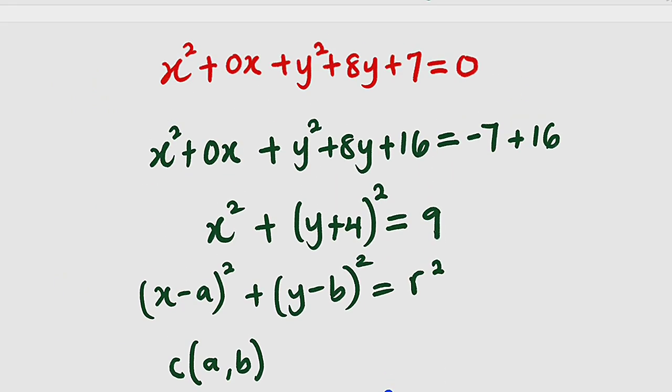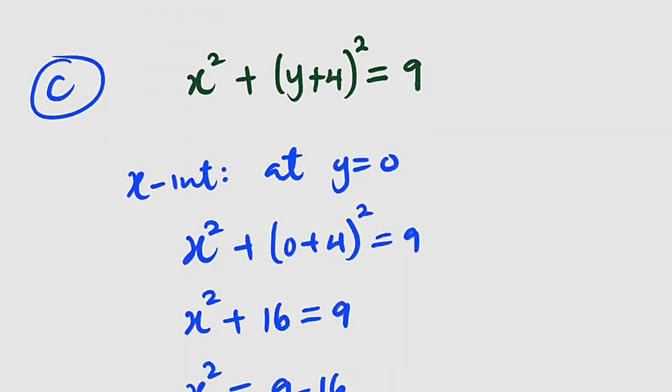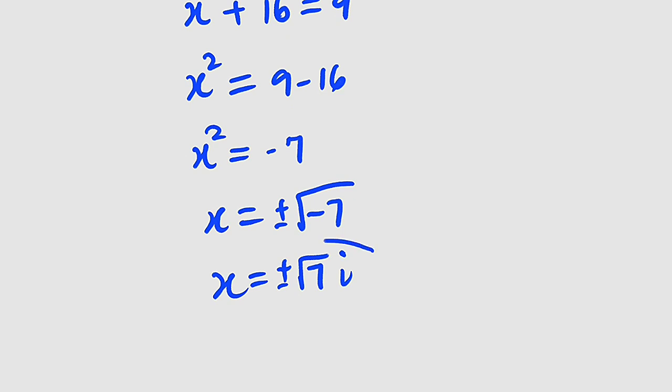The only thing you can make a conclusion here, since x value is imaginary, it means what? The circle does not cross the x-axis.